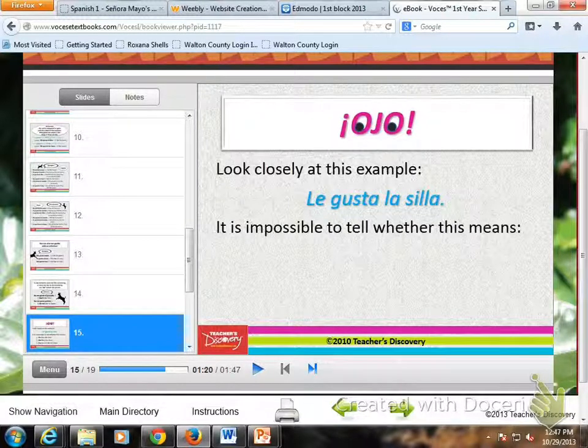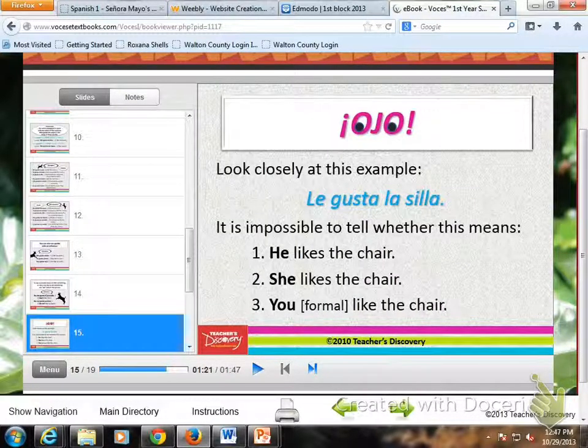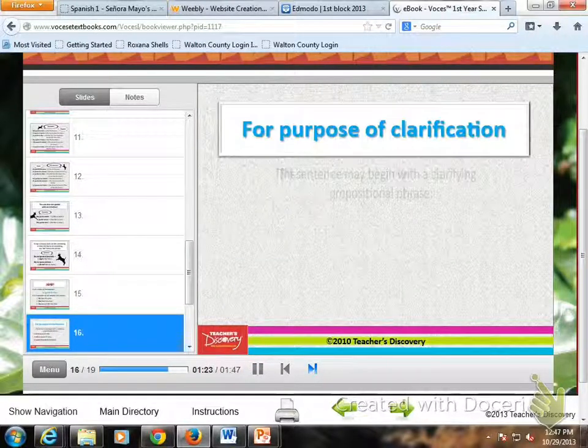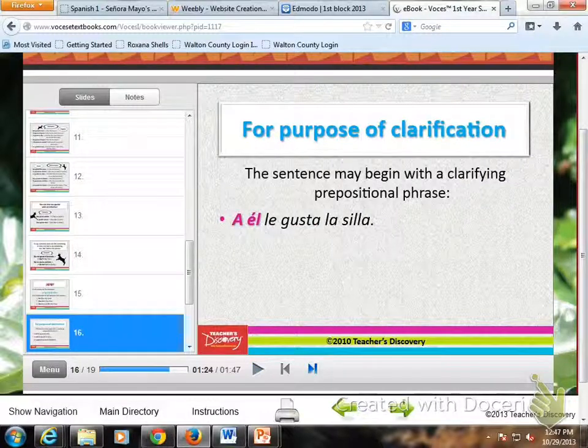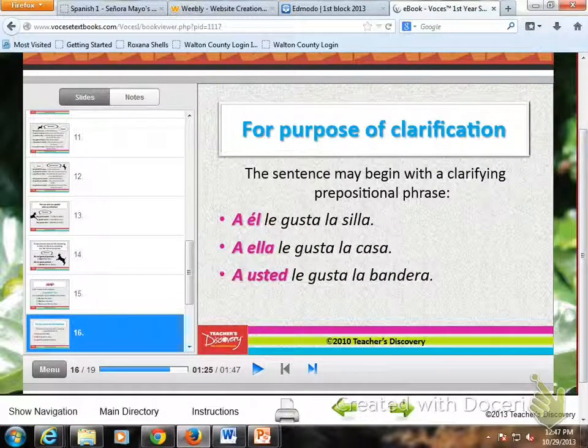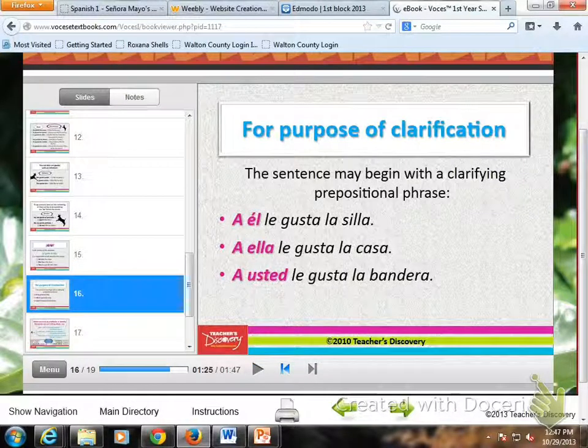You can't really tell. So it can mean he likes it, she likes it, or you formal like it. That's the singular version. That's not you informal or the yo form, the I. So to clarify, to put an emphasis on who actually likes something, you may see this weird "a mí", and this is the "a" I was talking about earlier. This "a" has nothing to do with the "a" that we talked about with the verb to go.